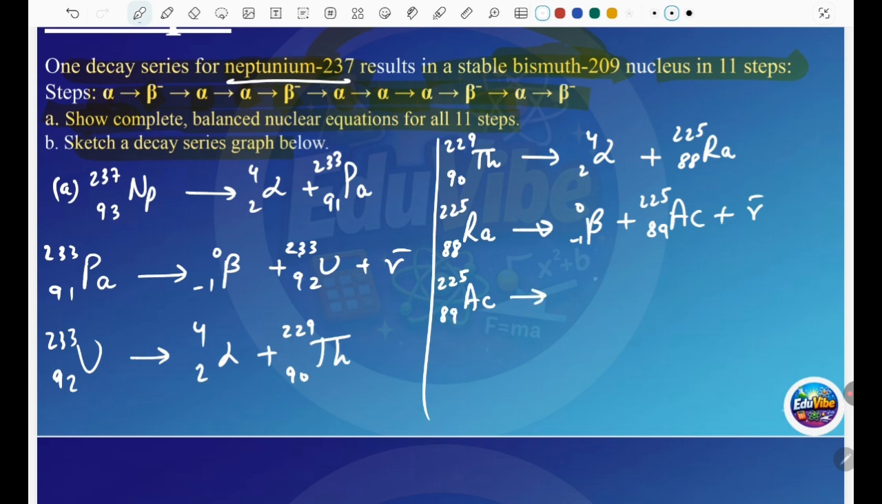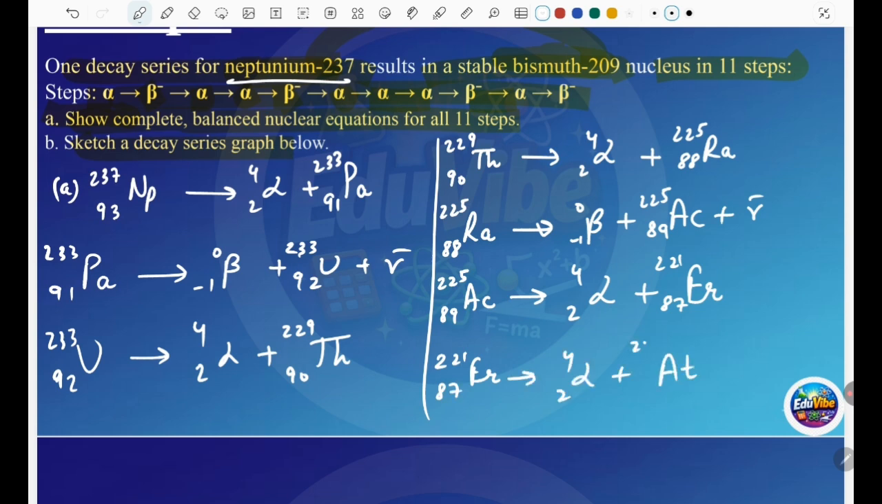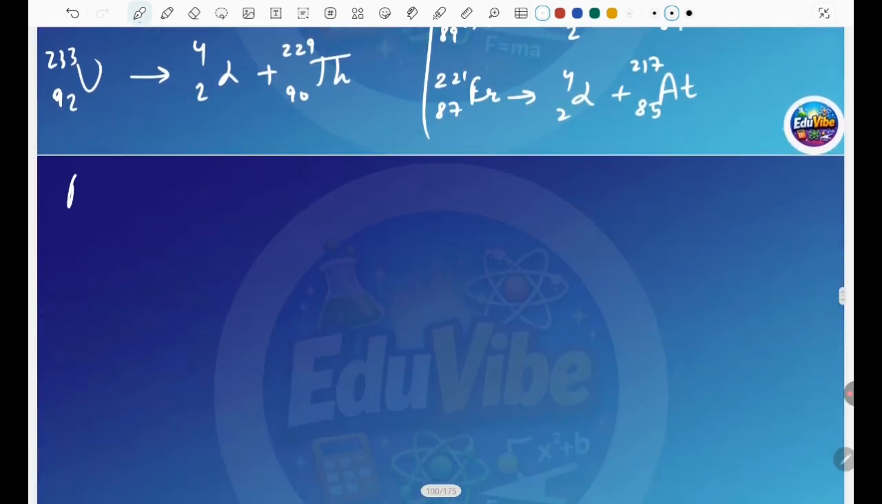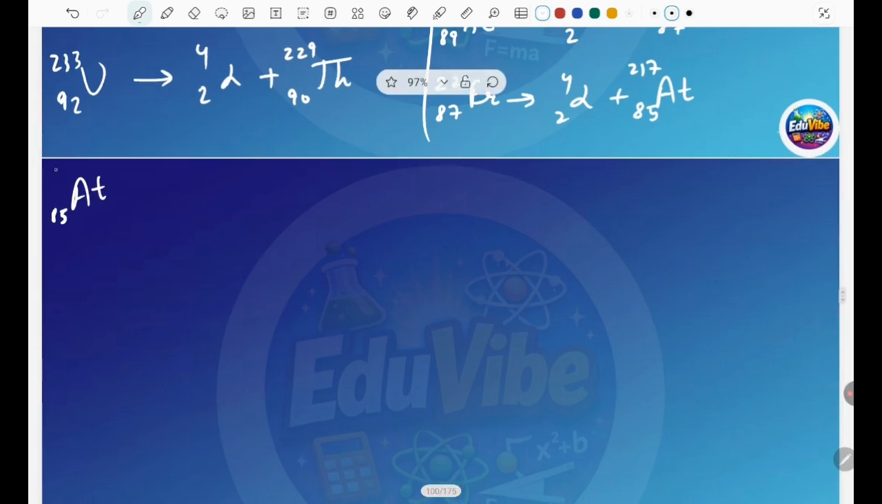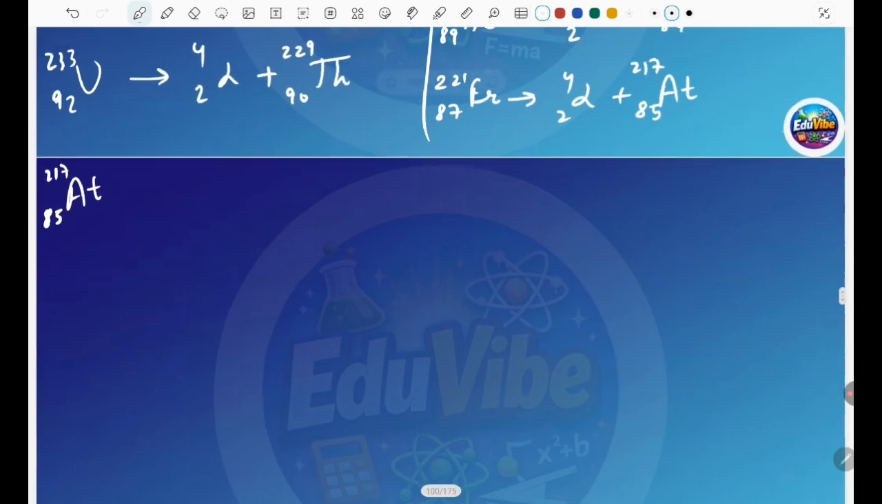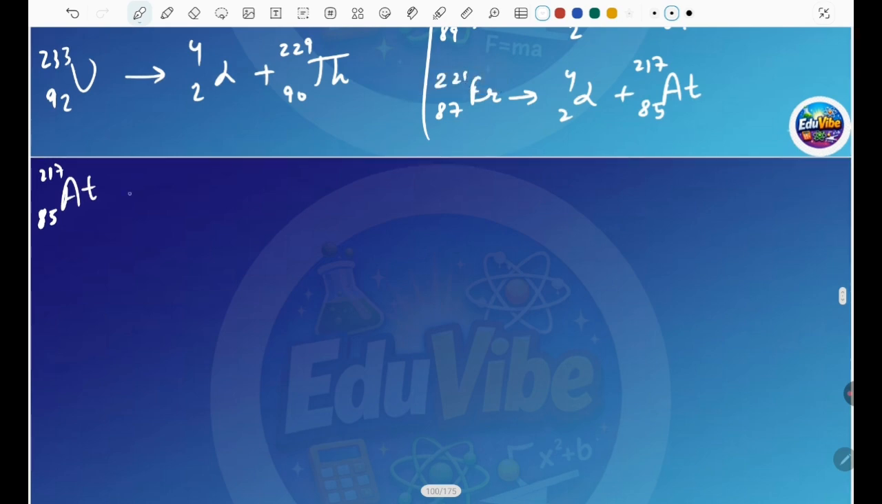Then we have Ac-225, 89. This is going to alpha decay again, plus Fr-221, and we have 87. After Fr you have Fr-221, 87. This is again alpha decay, so this plus alpha you get At-217 and you get 85. Now I'm moving over there. At-217, this is 85. So this is again alpha decay and plus Bi-213, 83.